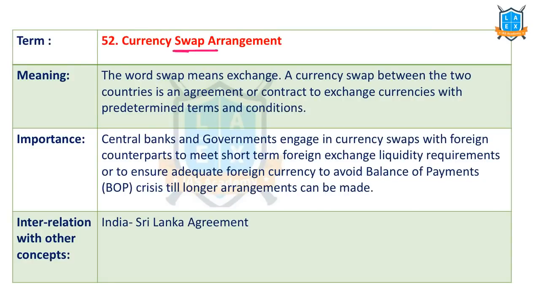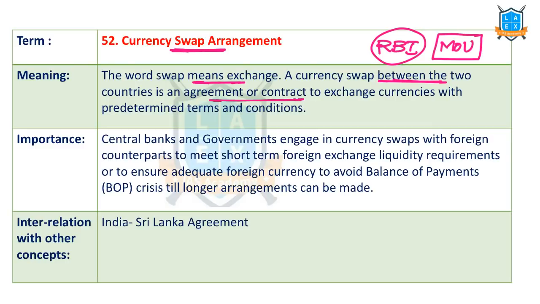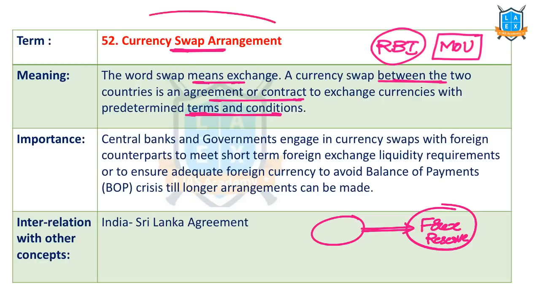Next important term is currency swap agreement. Recently, RBI and the Sri Lankan central government have made an MOU on transferring some amount under this currency swap agreement. What is the meaning of currency swap? Swap means exchange. Currency swap between two countries is a contract given under certain terms, because forex reserves are required for all countries for their imports. When the forex reserves are not in a sufficient amount, they are going to take the help of other countries, wherein countries make such agreements, currency swap agreements.